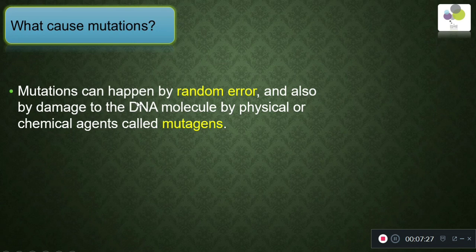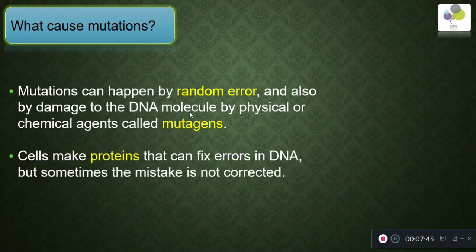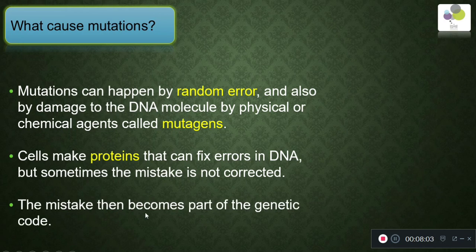Okay, what can cause this mutation, guys? Actually, mutation can happen by random error, or by damage to the DNA by physical or chemical agents called mutagens. These mutagens can make a change in the DNA, and this is so dangerous, guys. Yes, we have some proteins that can fix this error, but unfortunately sometimes an error can occur and this mistake is not corrected. And finally, we have a problem in the genetic code, so we have a mistake.